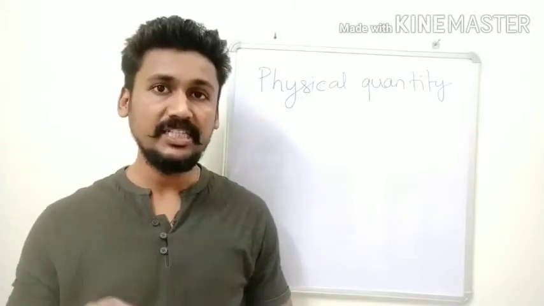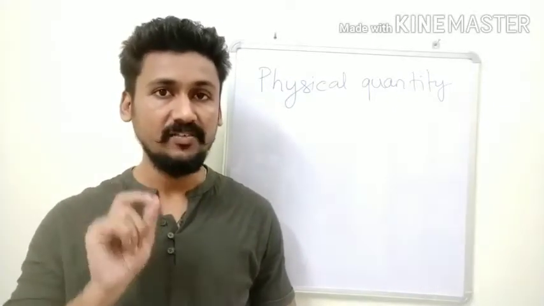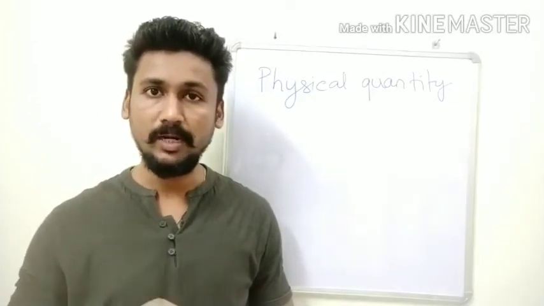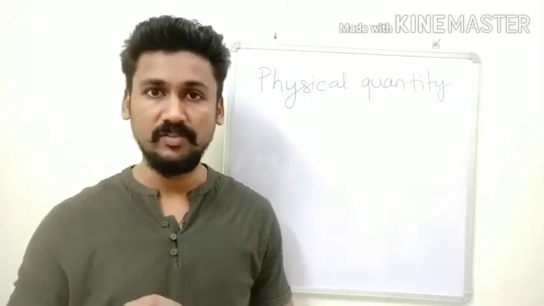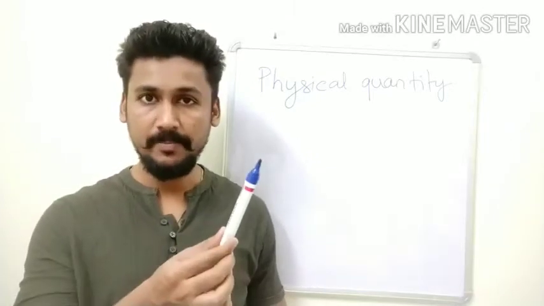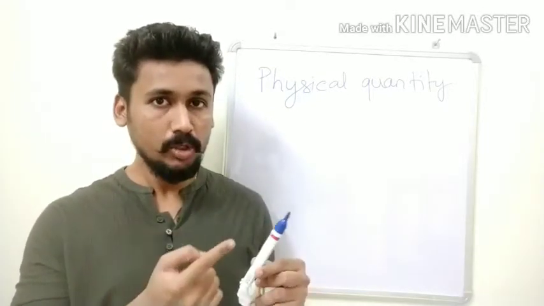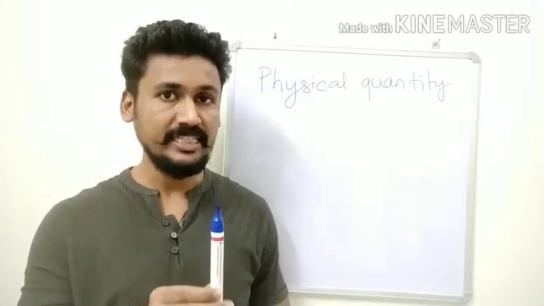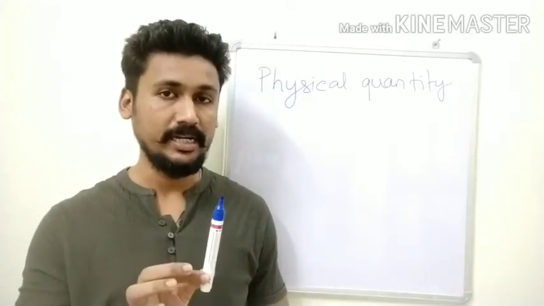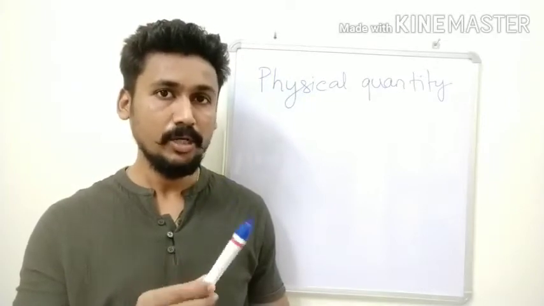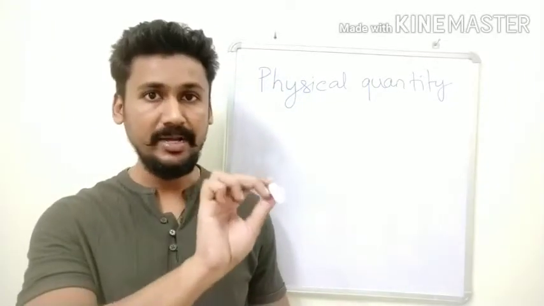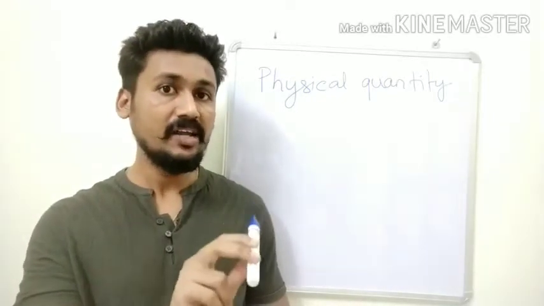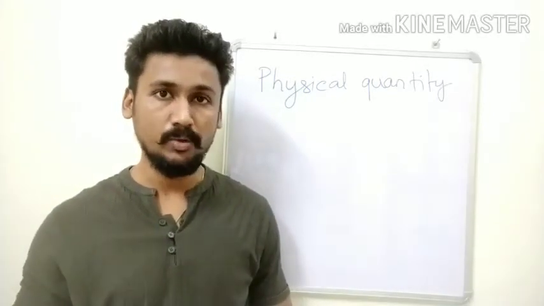A quantity which can be measured is known as a physical quantity. That is the definition of physical quantity. So now what is the meaning of this? Let us say we look at this pen. If I ask you to measure the length of this pen, can you measure that? Yes. So we will say length is a physical quantity. Or if you are asked to measure the diameter of this pen, the diameter of the cross section, that is something that you can measure. Therefore, diameter becomes a physical quantity.